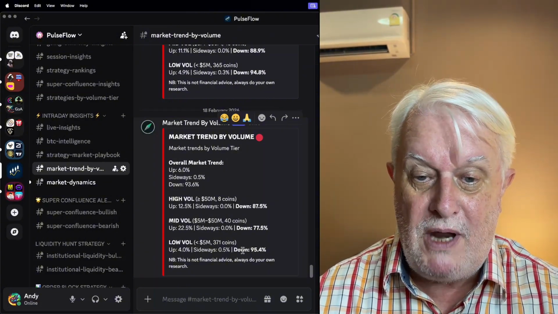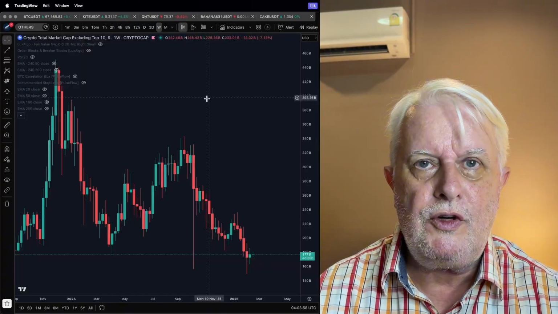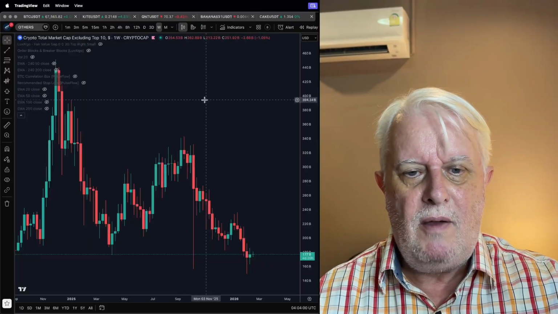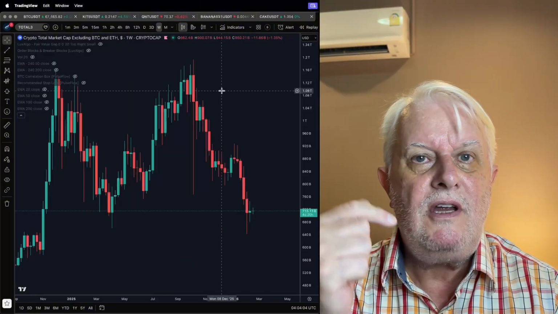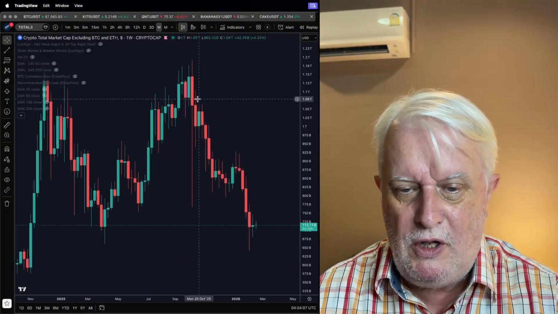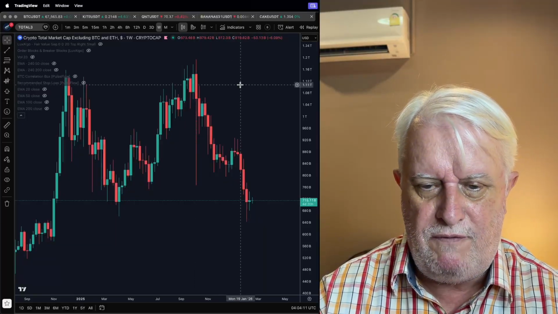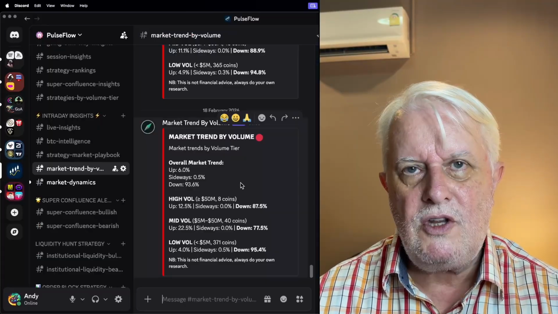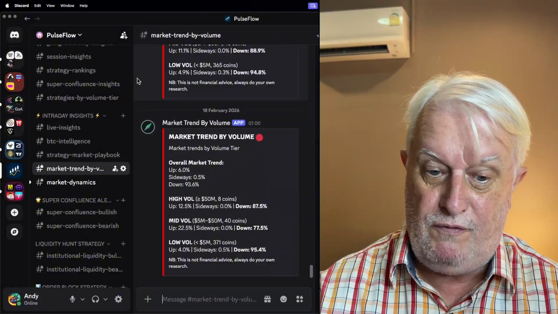This can be confirmed actually if you go to others, or Total 3. This is the alt market minus the top 10 for others. Total 3 is just minus Ethereum and BTC. But look how much the alt market has dropped since October 25. 45%. So there's no doubt that this market is in a downtrend, and PulseFlow confirms that.